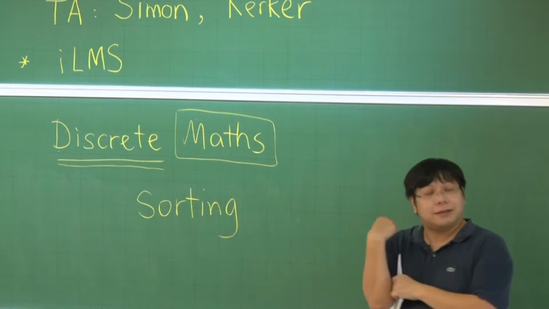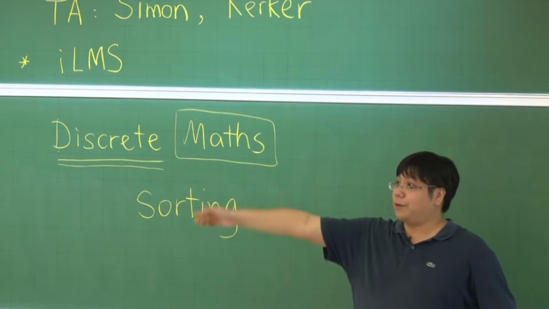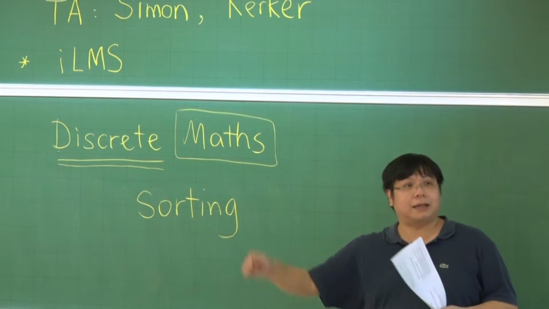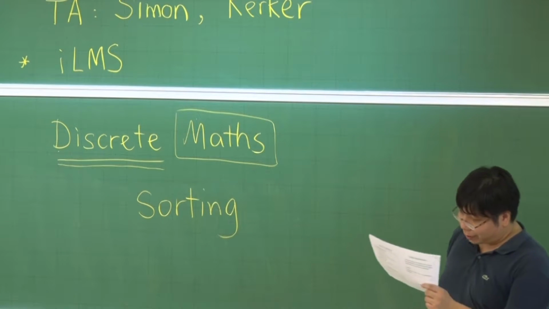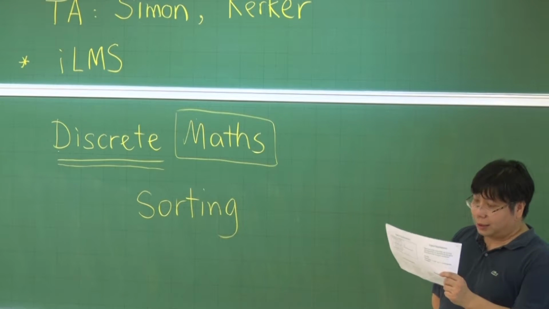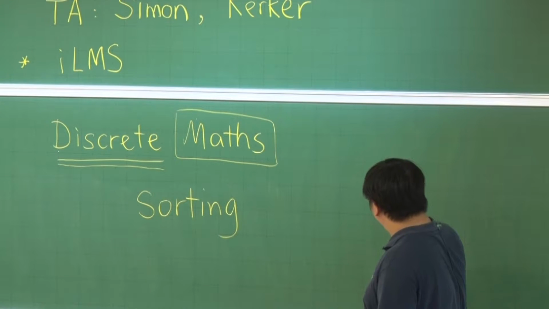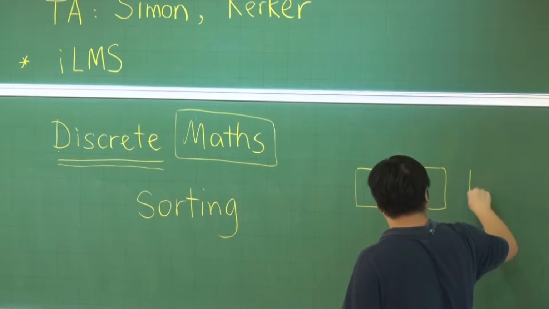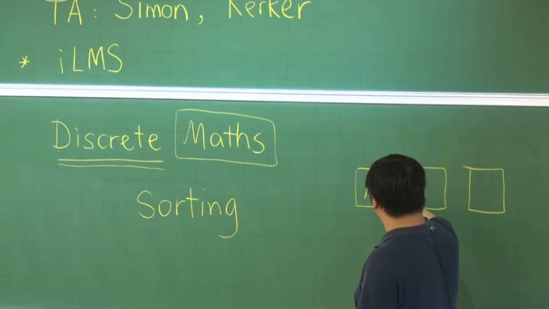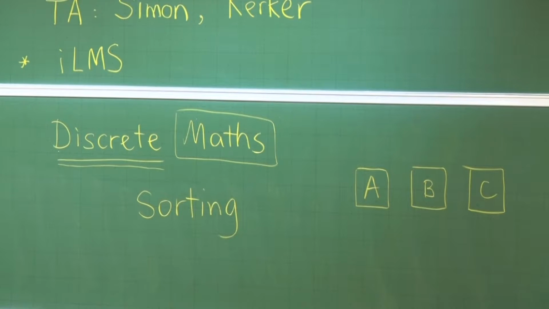So in computer science, the sorting problem is usually defined on a list of numbers, you have many, many numbers, and then you want to arrange them from small to large. So this is called a sorting problem. And then, let's say I have 3 numbers, A, B, C.